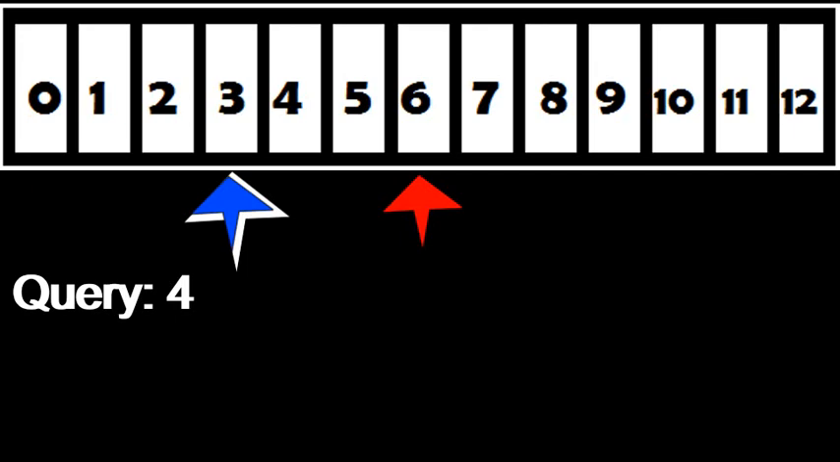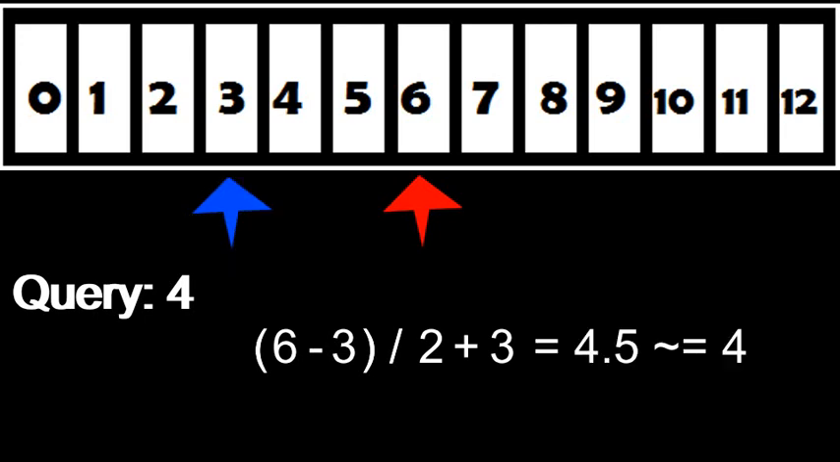Now the middle number in this case, just using our equation of 6 minus 3 divided by 2 plus 3, which is high minus low divided by 2 plus low, would get us to 4.5, which then rounds down to just 4. We look at index 4. Hey, look, we found our query.